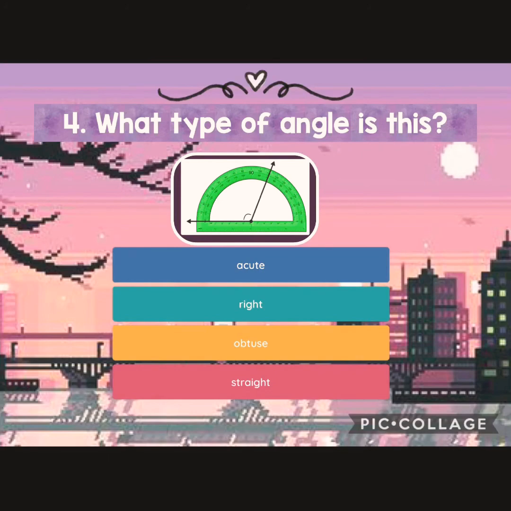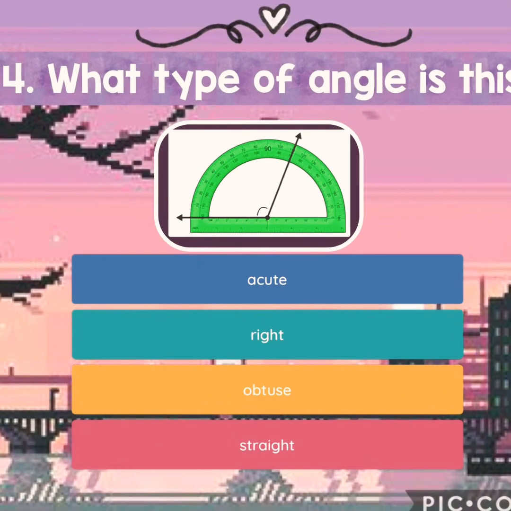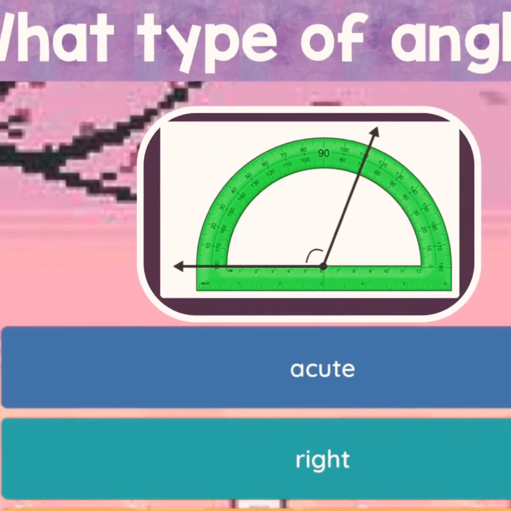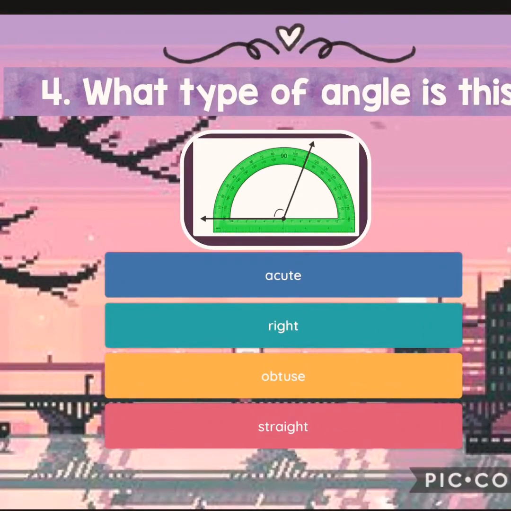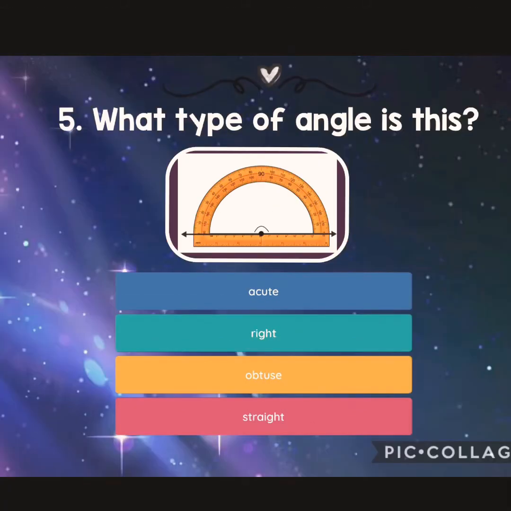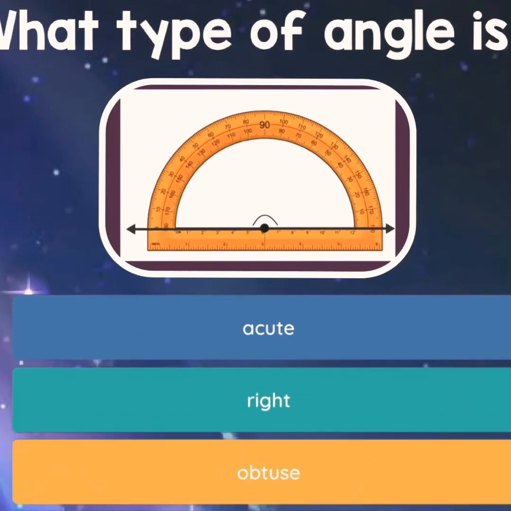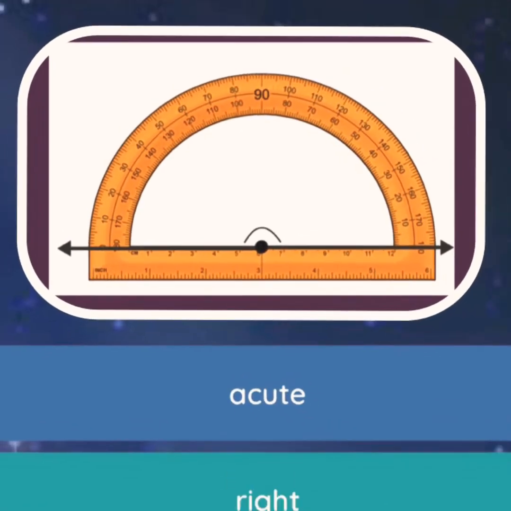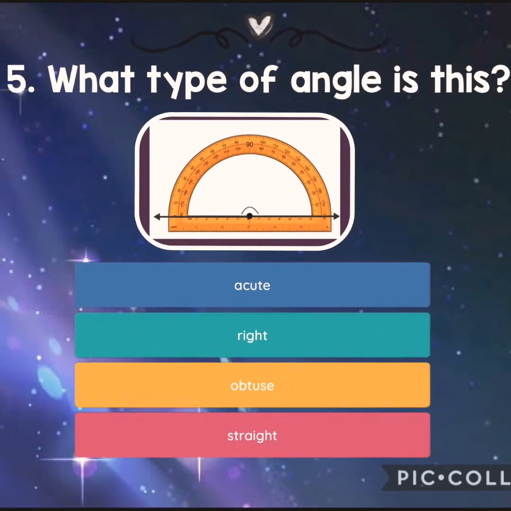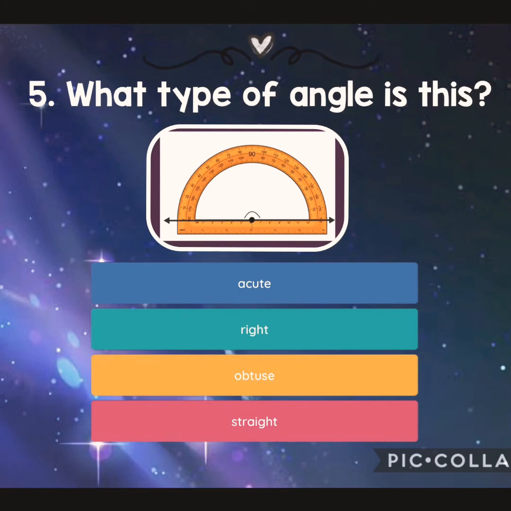We almost finished. Number 4. What type of angle is this? It's very open. So let me give you the options. Acute, right, obtuse, or straight. What would it be? And the last question, what type of angle is this? Okay, I have a line like this. So my options are acute, right, obtuse, and straight.